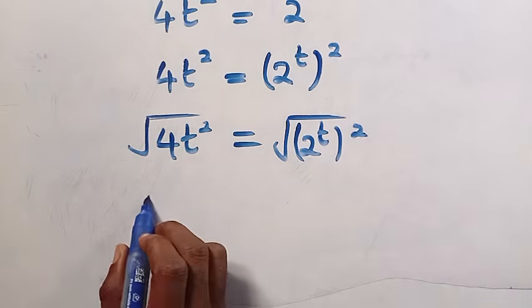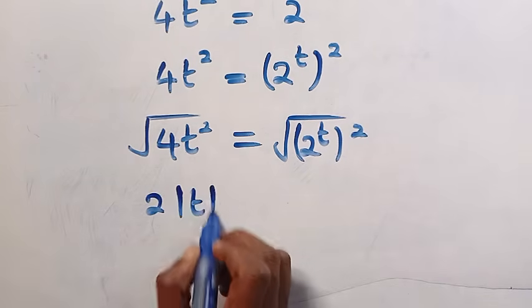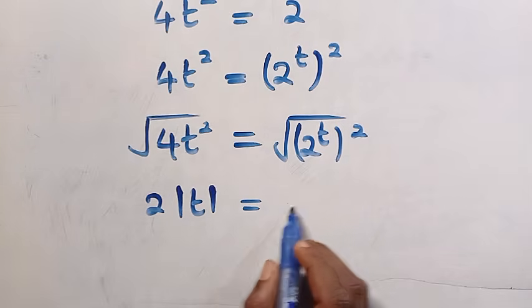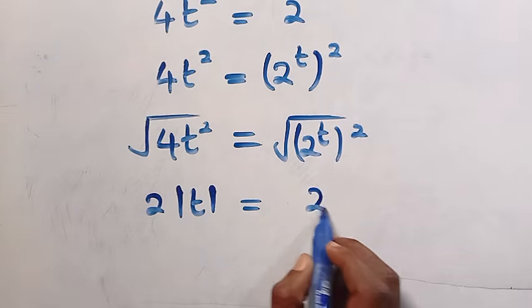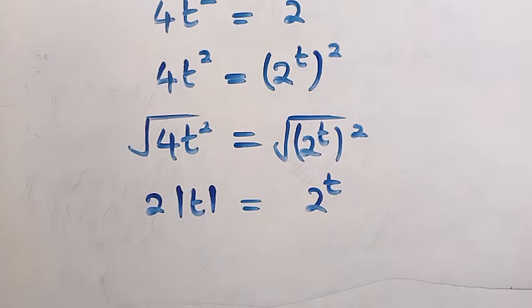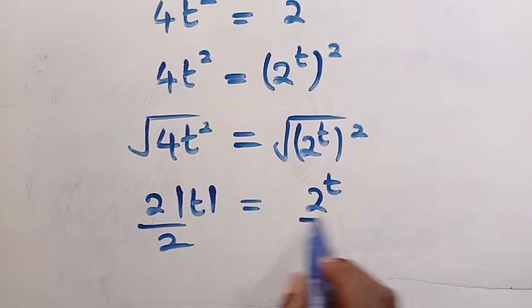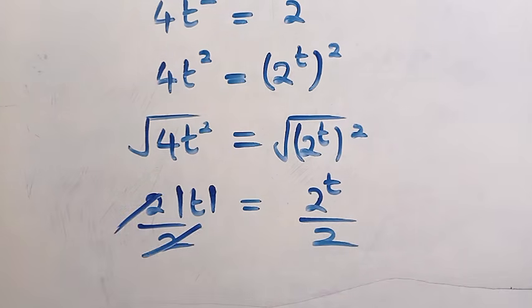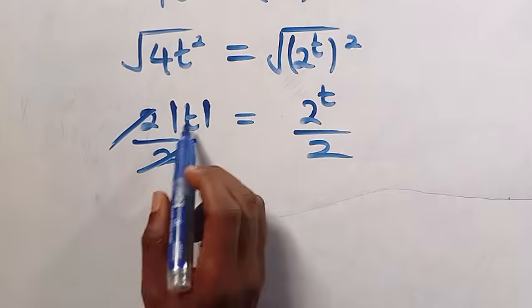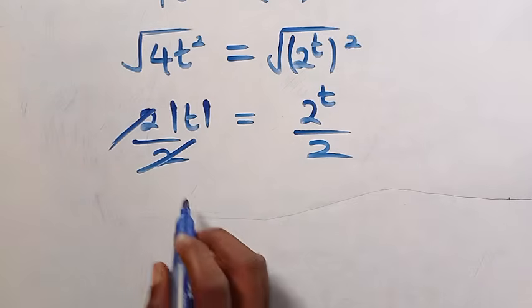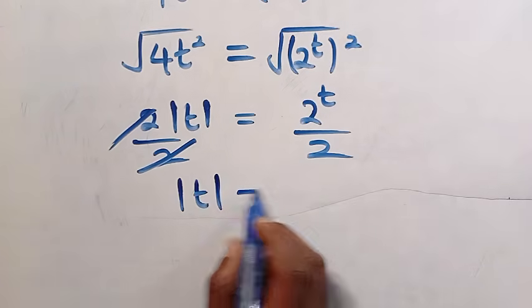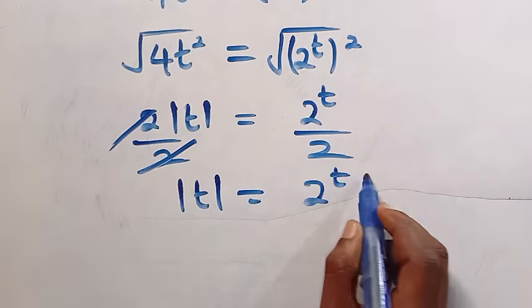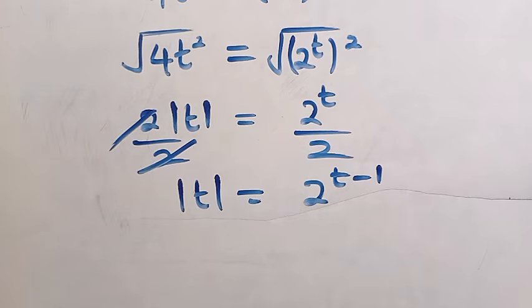And here, we have 2 absolute of t equals 2 raised to power of t. And if I divide both sides by 2, this cancels. I consider absolute of t here because it can be positive and negative. So here is absolute of t equals 2 raised to power of t minus 1.